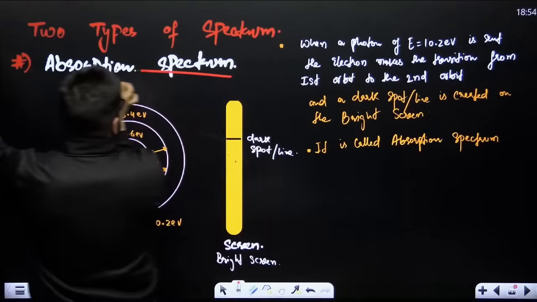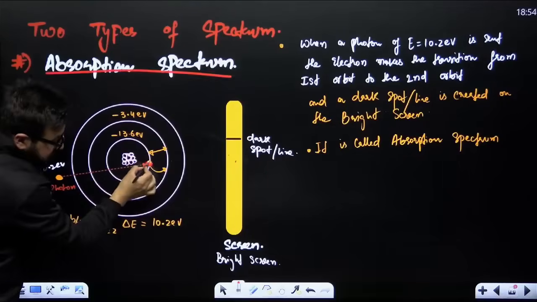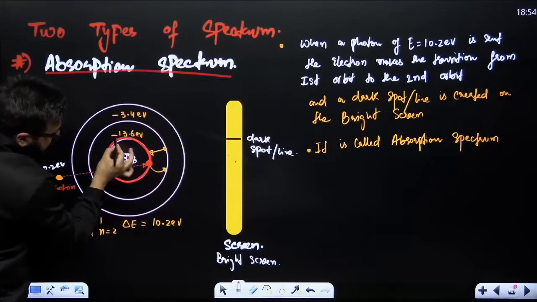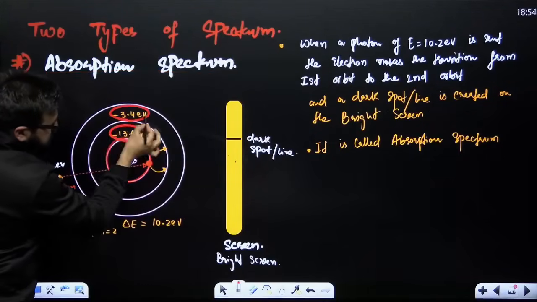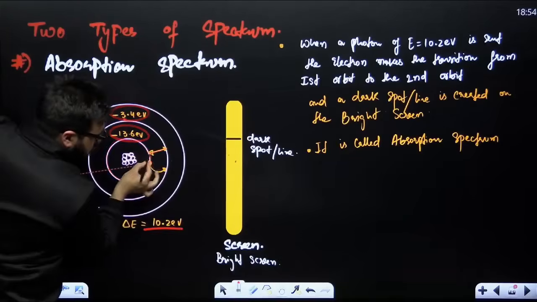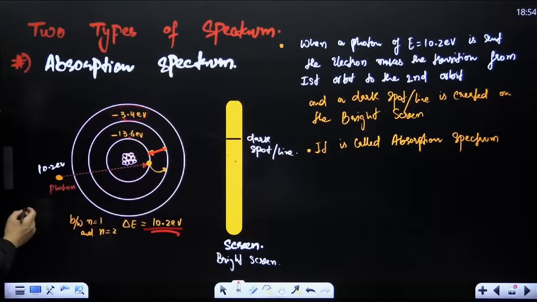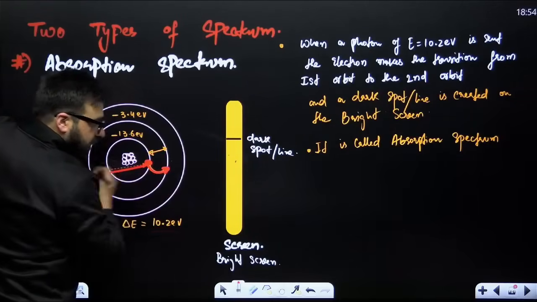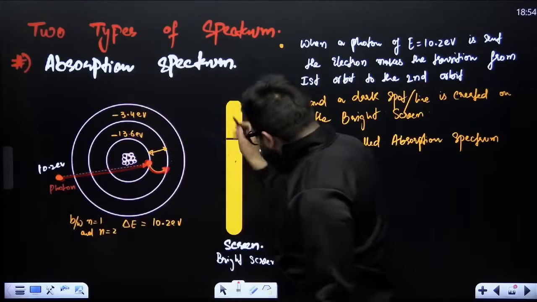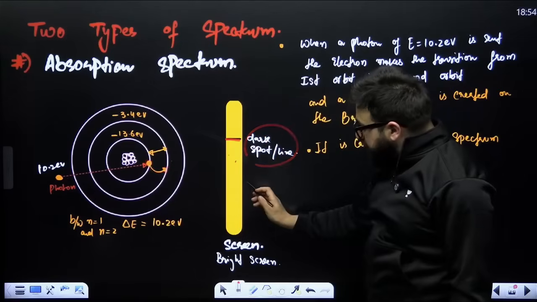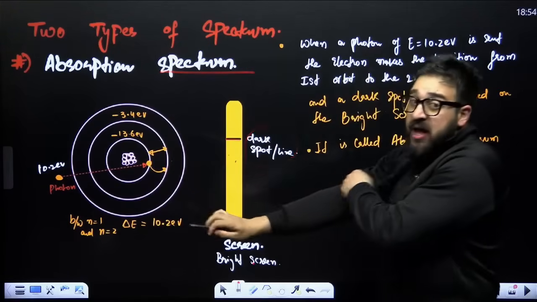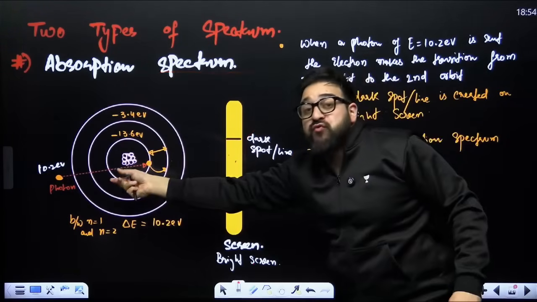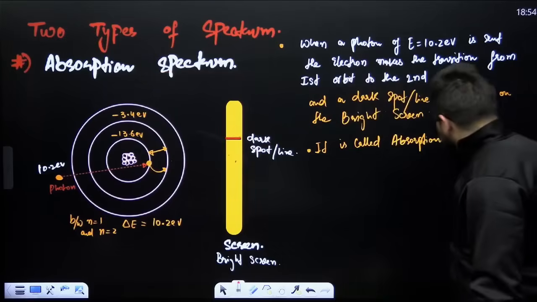Now, my dear NEET aspirants, you have the absorption spectrum. Listen to me very carefully. An electron is revolving in the first orbit with energy minus 13.6, and in the second orbit minus 3.4. So this gap is 10.2 electron volts. If you send a photon of 10.2 electron volts, the electron is going to absorb it and make a transition to the higher orbit. When this happens, a dark spot is created on the bright screen. This is called the absorption spectrum, because a photon has been eaten up by the electron. That's why a dark spot was created.